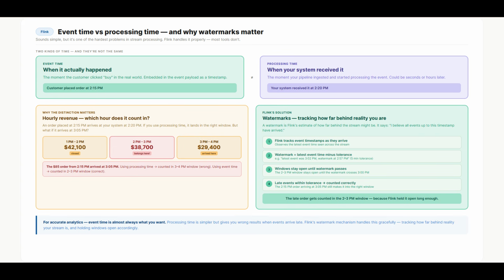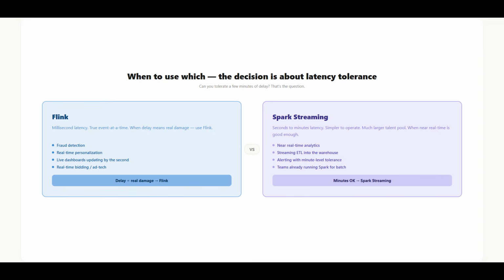Flink's watermark mechanism handles this. It tracks how far behind reality your stream might be and holds windows open accordingly. If your use case is fraud detection, real-time personalization, live dashboards that update by the second, Flink is the tool. If you can tolerate a few minutes of delay, Spark Streaming is simpler to operate and has a much larger talent pool.